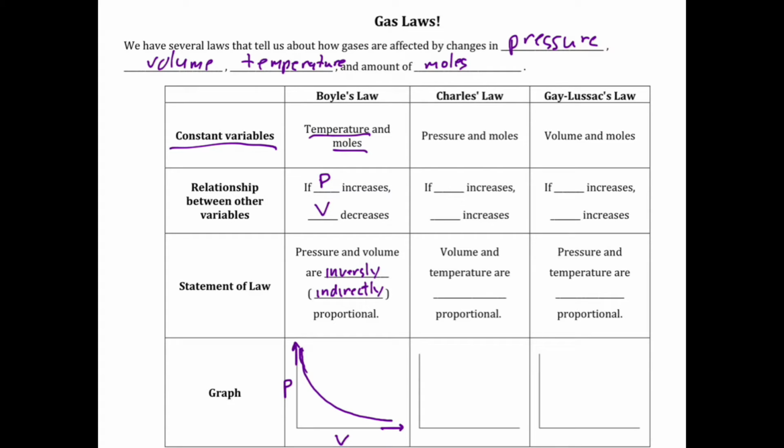Now the next one we're going to talk about, this one, pressure and moles are held constant. And so what we're talking about is temperature and volume. And so if you think about a hot air balloon, the hot air balloon expands as you heat up the gas inside of the hot air balloon. And so if you increase the temperature of a volume of gas, if temperature increases, volume increases as well. And volume and temperature are said to be directly proportional. And so that means as one goes up, the other one goes up as well. And so the way the graph looks is like this. As one goes up, the other goes up.